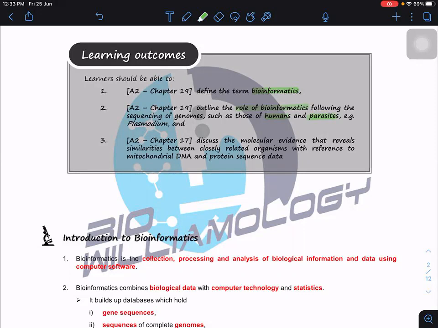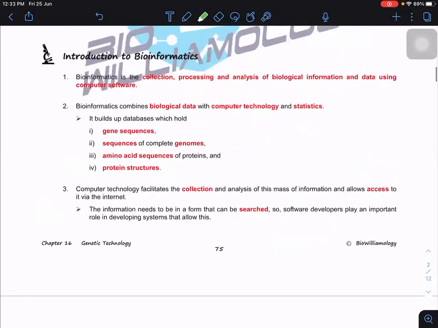Not only this, we have a lot of systems or software that we can use to help us in the study of bioinformatics. And number three, we're going to discuss the molecular evidence that reveals the similarity between closely related organisms, with reference to mitochondrial DNA and protein sequence data. So how do we compare, how do we actually look at the similarity, how can we conduct this using bioinformatic tools to give us what we call the family tree? Are you clear? So how closely related are we and the chimpanzee, we and the tiger? We can use these bioinformatics tools to help us.